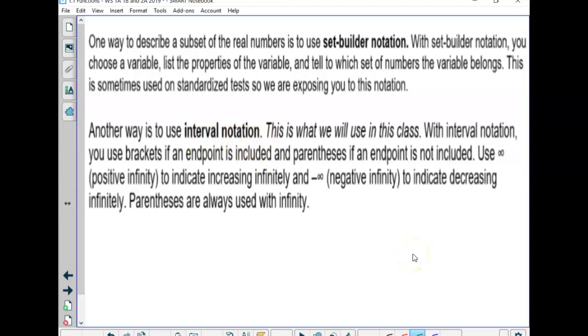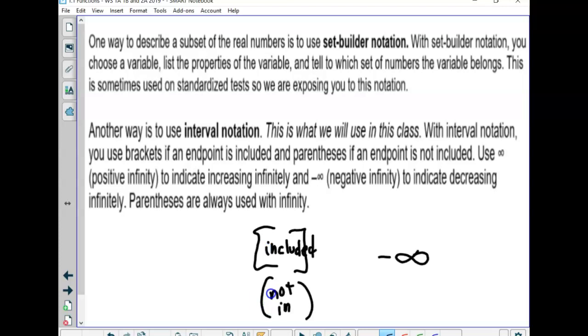Does everybody remember interval notation from last year? You have to know the difference between when to use those and when to use these. Is that looking familiar? Okay, this is what we're going to use in this class. You use brackets, the square ones, if the endpoint is included. When you use parentheses, you are not including the endpoints. If something goes infinitely small, use negative infinity. If it's going infinitely large, use positive infinity. When you use an infinity, you always put a parenthesis next to it. And it should always read least to greatest.